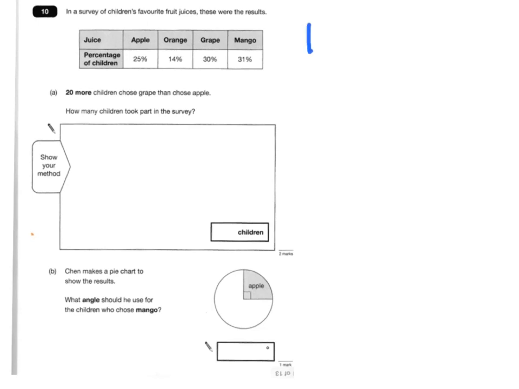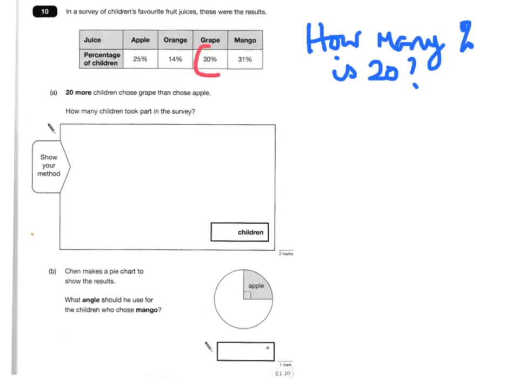Question 10. Into double figures, we're nearly there. So, I surveyed fruit juices. Here were the results. It says 20 more children chose grape than apple. So we need to find out how many percent 20 is.